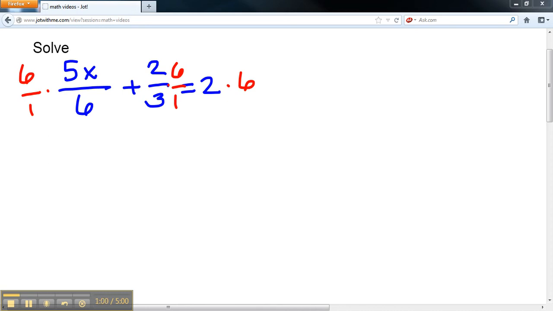And why did I do that? Now, you'll see that I have a 6 in the numerator and a 6 in the denominator over here. And what am I left with? 5x. The next one, 3 goes into 3 once and it goes into 6 twice. And so I'm left with a 4 plus 4. And that equals 2 times 6, which is 12.